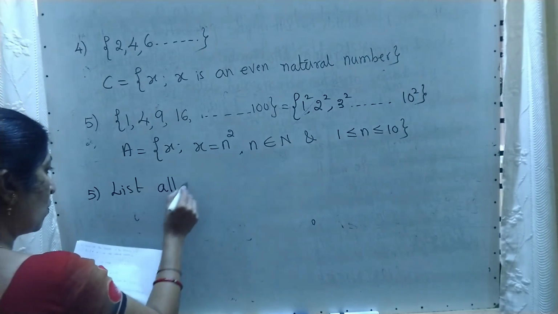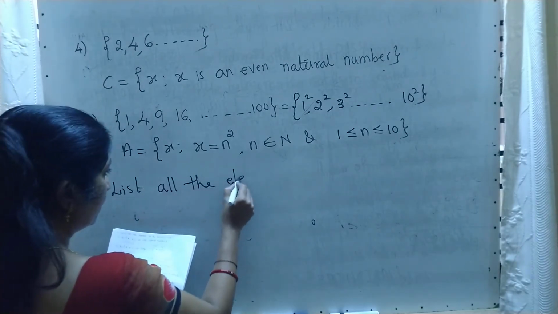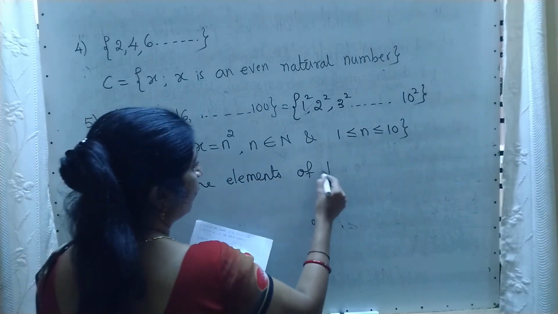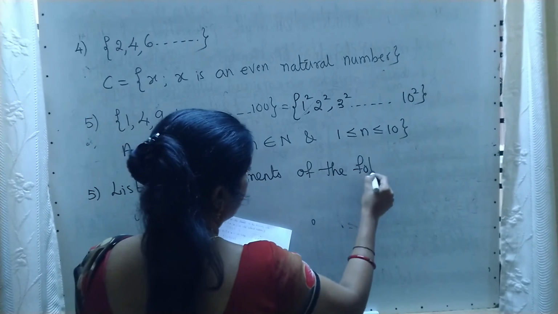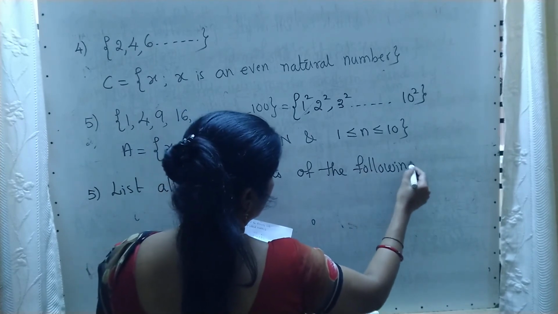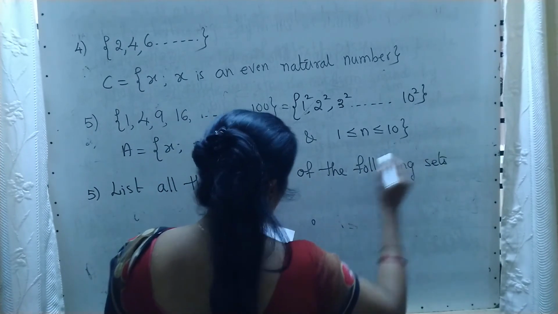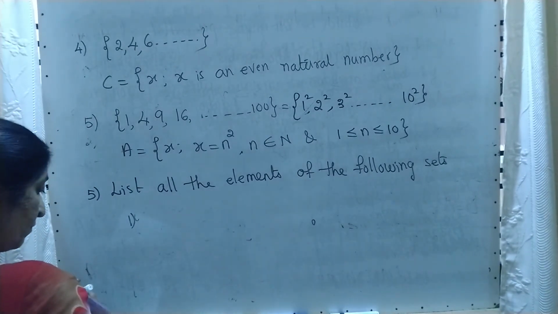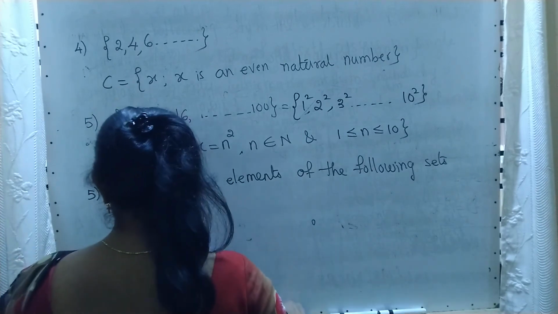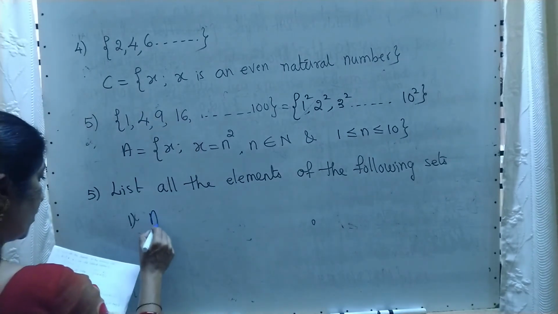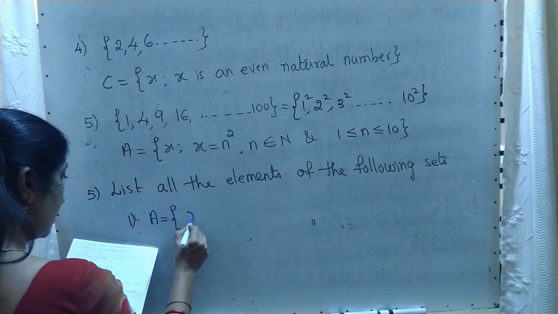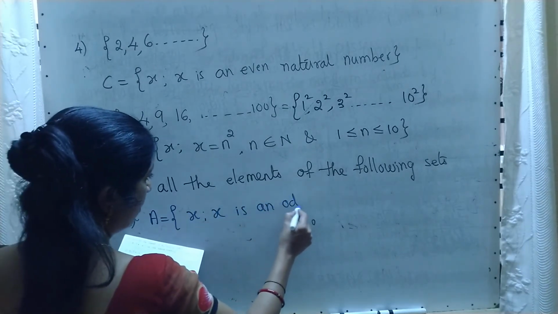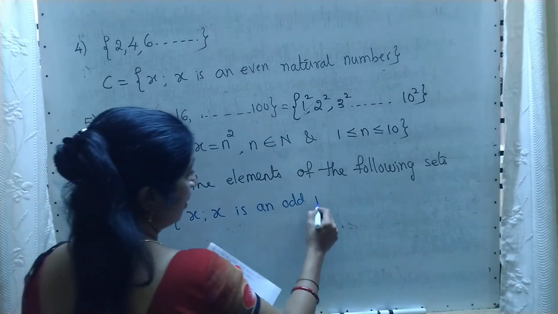List all the elements of the following sets. First one. Very simple it is. The question is given, you have to list the numbers. X such that x is an odd natural number.